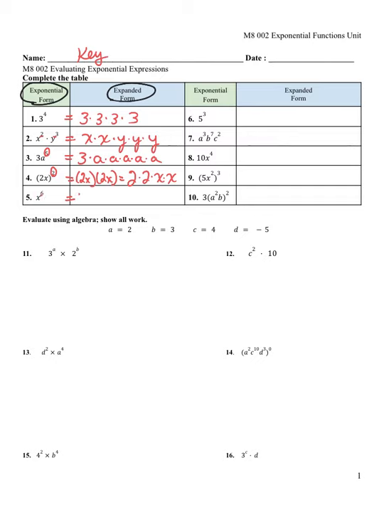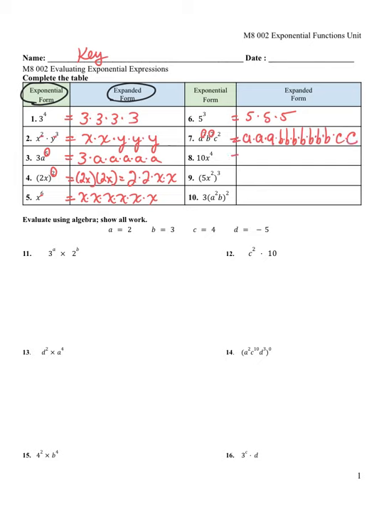X to the 6th means I am multiplying 6 x's. 1, 2, 3, 4, 5, 6. Okay. 5 to the 3rd, that's 5 3 times. So this says 3 a's, 1, 2, 3, 7 b's, 1, 2, 3, 4, 5, 6, 7, and 2 c's.